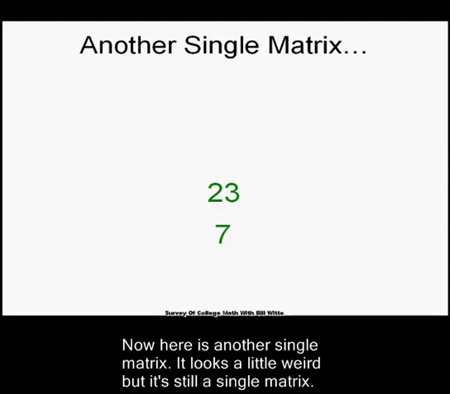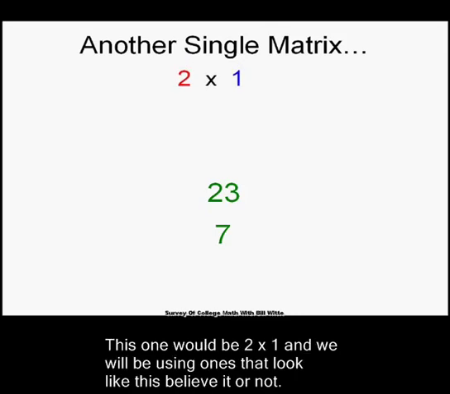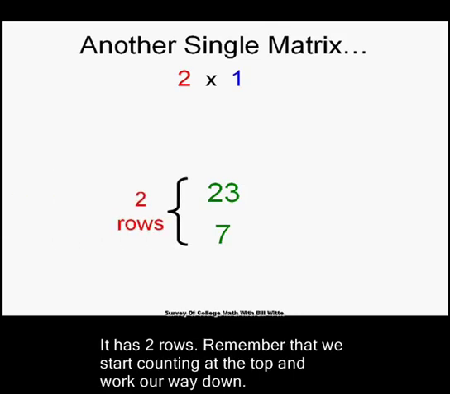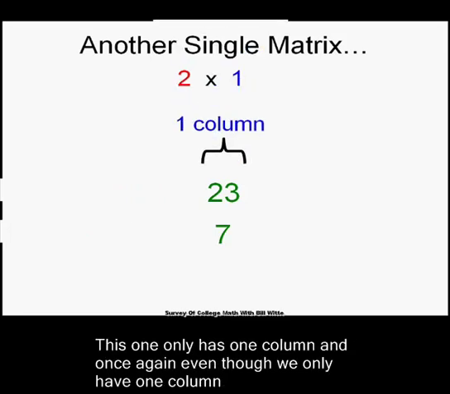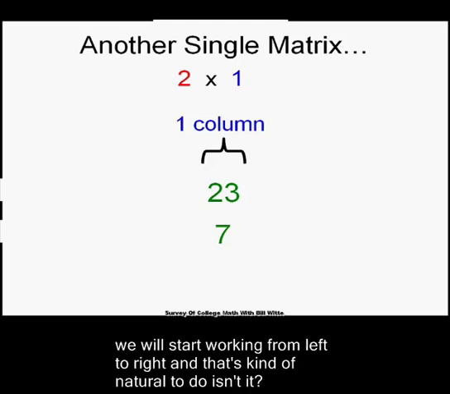Here's another single matrix. It looks a little weird, but it's still a single matrix. This one would be a 2 by 1, and we will be using these that look like this, believe it or not. As you can see, it has 2 rows. Remember, we start counting at the top and work our way down. Row 1 and row 2. And of course it has 1 column. Now remember, once again, even though we only have 1 column, we're going to start working from left to right. And that's kind of natural to do, isn't it?